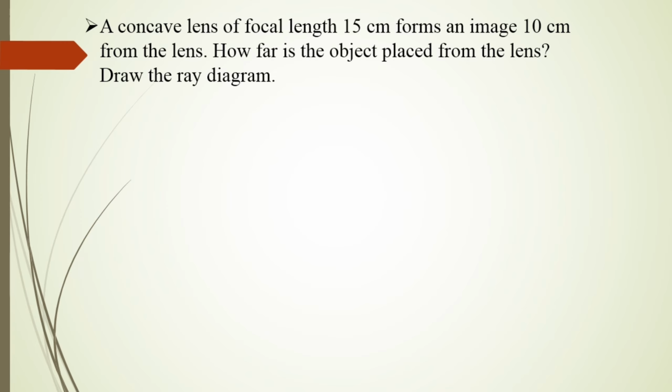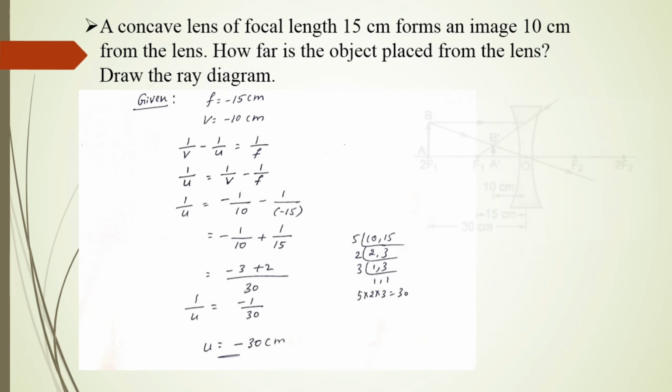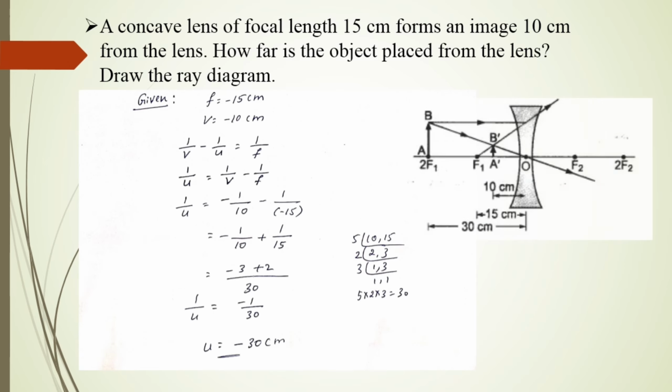So the next problem: a concave lens of focal length 15 cm forms an image 10 cm from the lens. How far is the object placed from the lens? Draw the ray diagram. Given f is equal to minus 15 cm, image distance is minus 10 cm. So write down the formula 1 by v minus 1 by u is equal to 1 by f. By substituting and rearranging, we will get 1 by u as minus 1 by 30 and u is equal to minus 30 centimeter. So we can see the diagram.